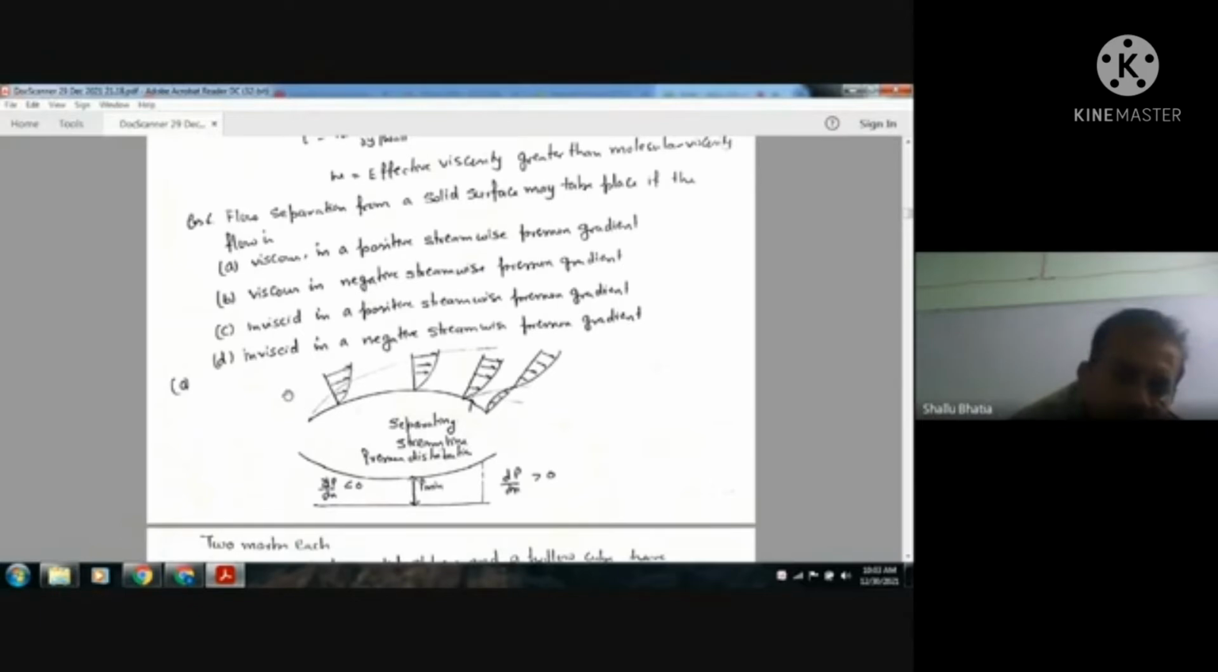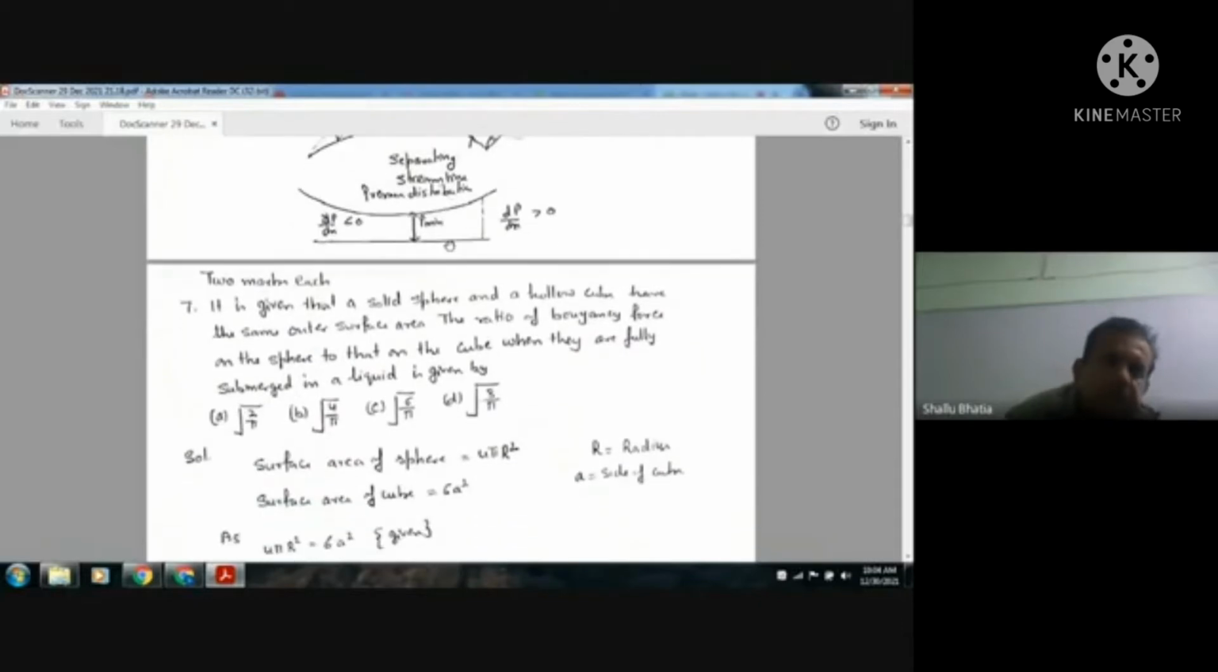Okay, so this is your solid surface. Here you can see that the pressure gradient is negative, so velocity will increase. And here the pressure gradient is positive, so velocity will decrease, and it tends to separate or can take a negative value. So when the pressure gradient is positive, the separation of flow can take place. The flow separates from here, so you have to remember it like this. Then the answer is A.